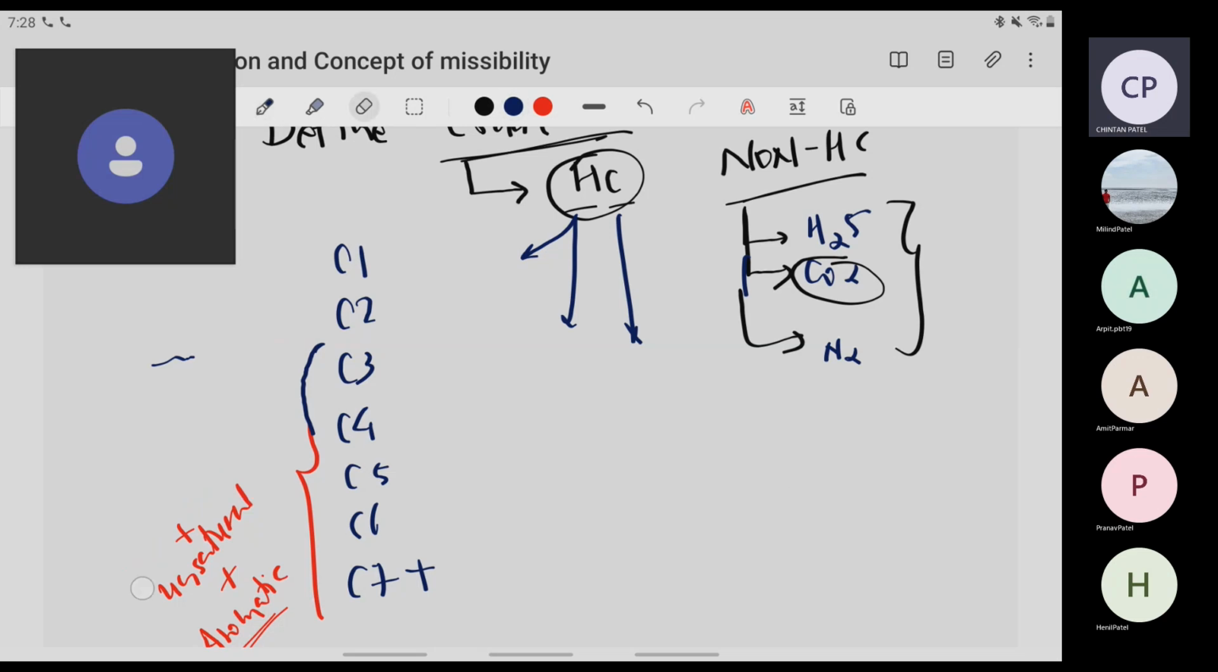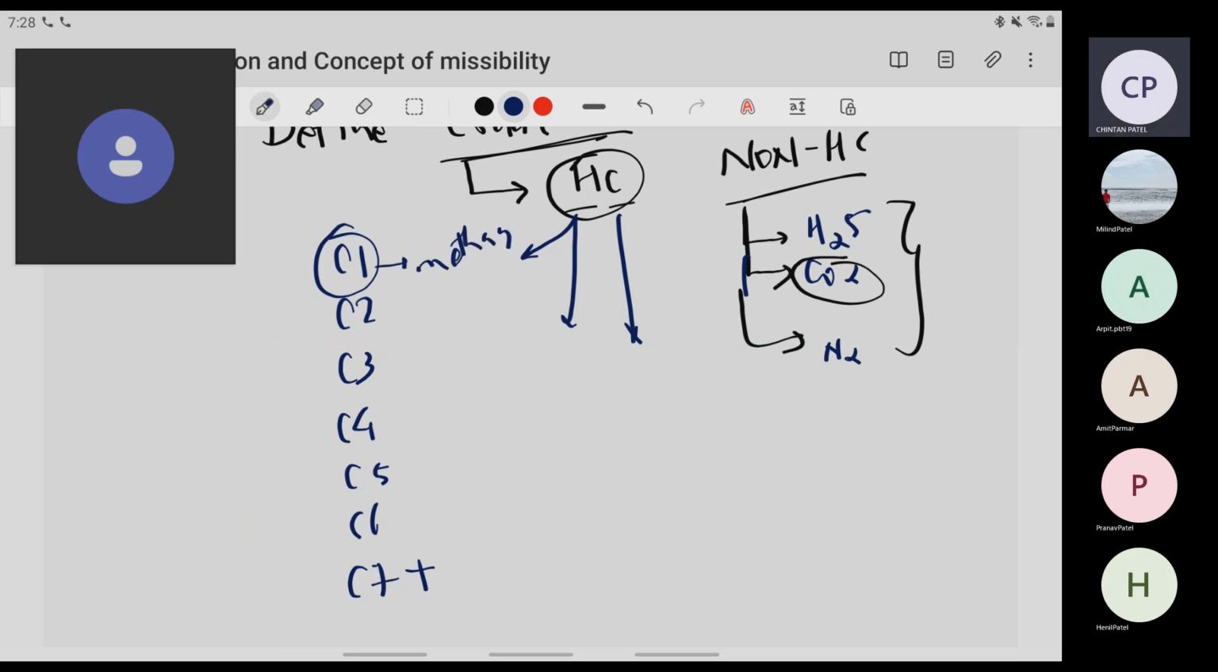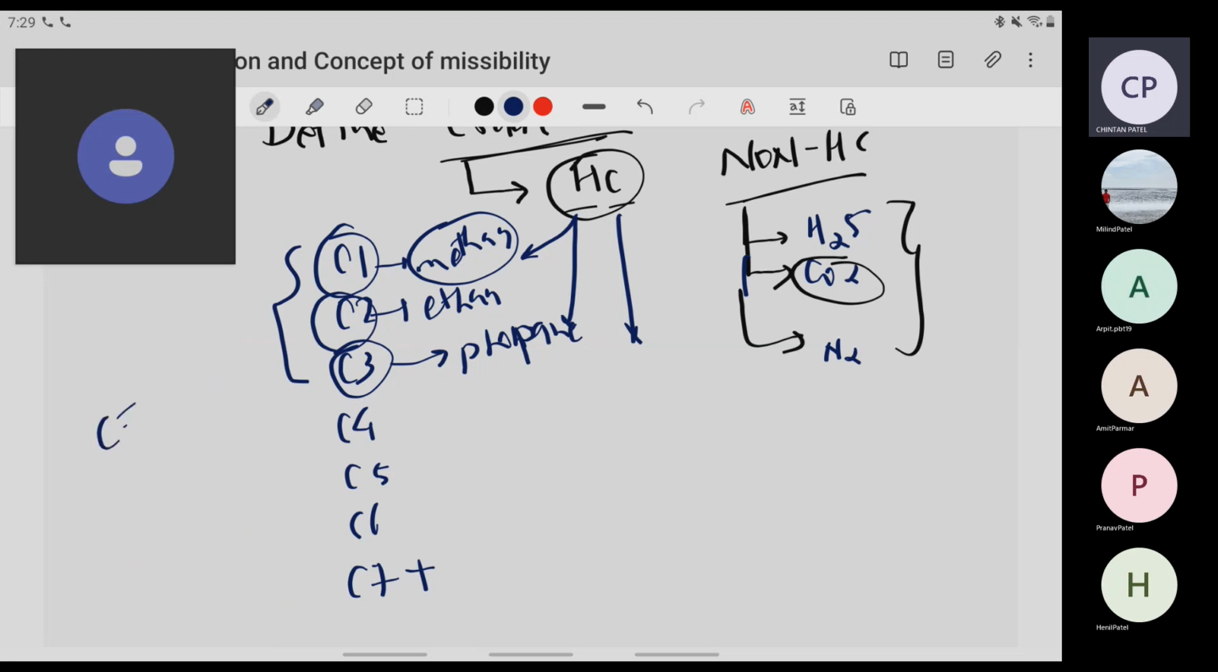So not according to this, but you can consider C1 cut means it's only methane. C2 cut means it's only ethane, or it may be ethylene. Propane, but majority wise, these are present: methane, ethane, propane. When I say C1, it can consist only methane. When I say C2, it can consist this kind of structure also: C double bond C, C3, C4.